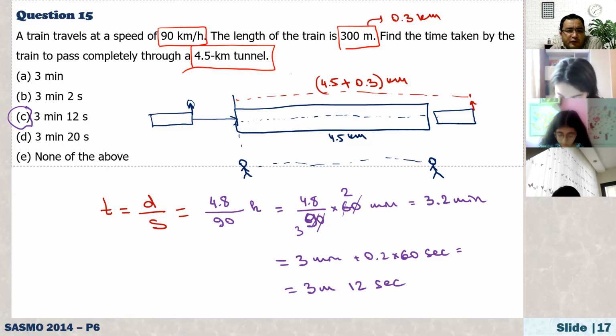You can change kilometers per hour into meters per minute, or meters per second even. And after that, you can divide this. Anyway, the idea in this kind of question is that you need to find the total distance traveled by the head of the train, and that is the length of the tunnel plus the length of the train, divided by the speed. Then we can find the time it takes for the train to pass completely through the tunnel. Okay, let's move to the next question.